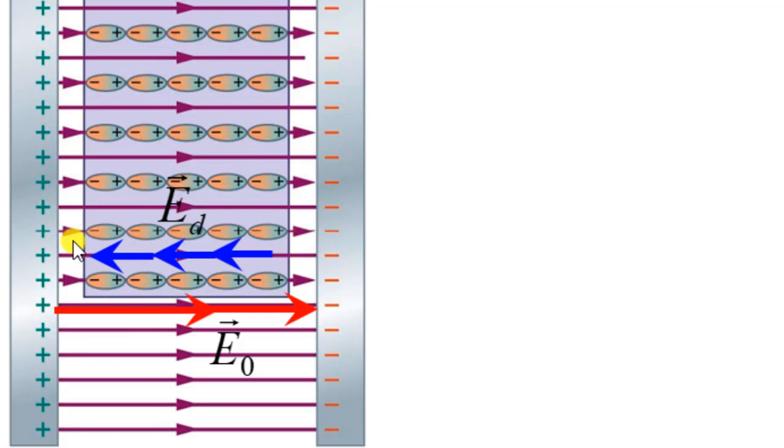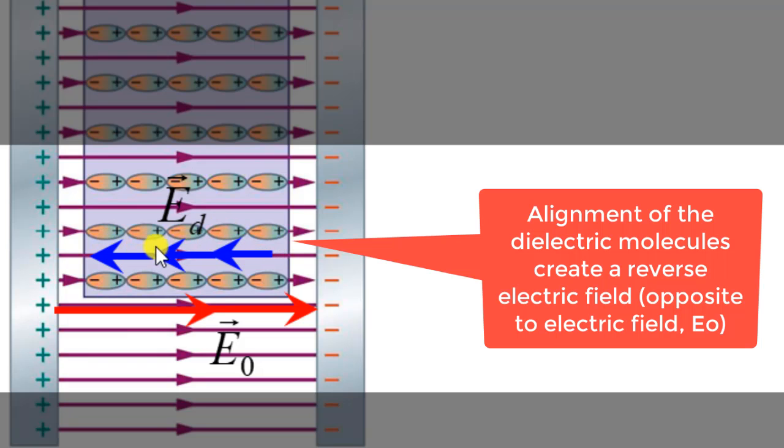So you see this one, the alignment of the dielectric molecules will create a reverse electric field, which is opposite to the electric field of the capacitor. The electric field created by the dielectric I denote as E subscript D. The electric field of the capacitor I denote as E0.